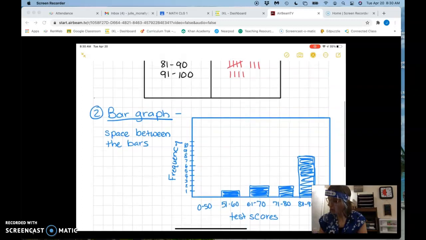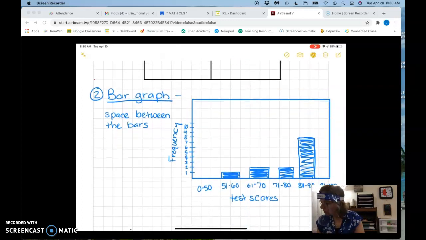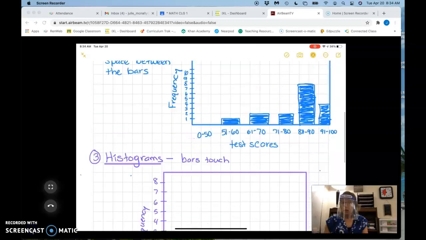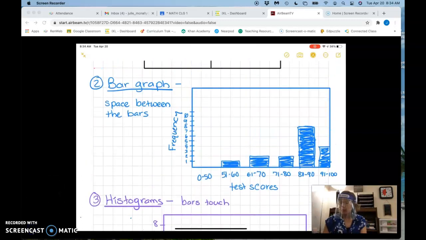And then 91 to 100 had 4. Alright, so this is a bar graph because there is space between each of my bars. Okay, so there is our bar graph with the space in between our bars.